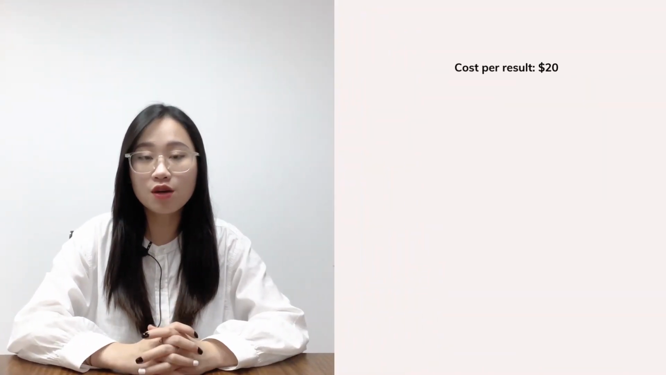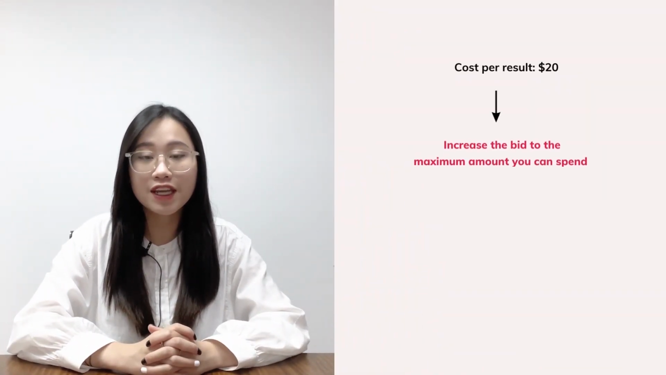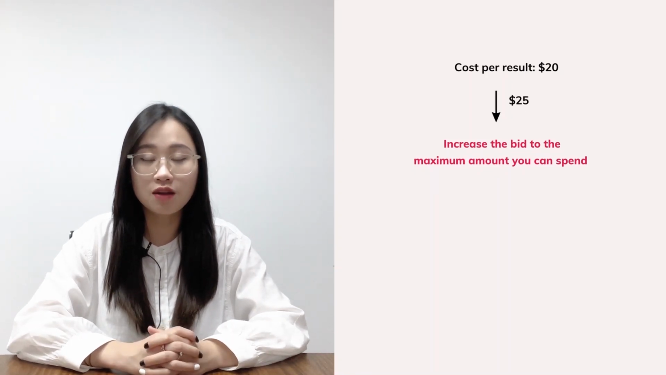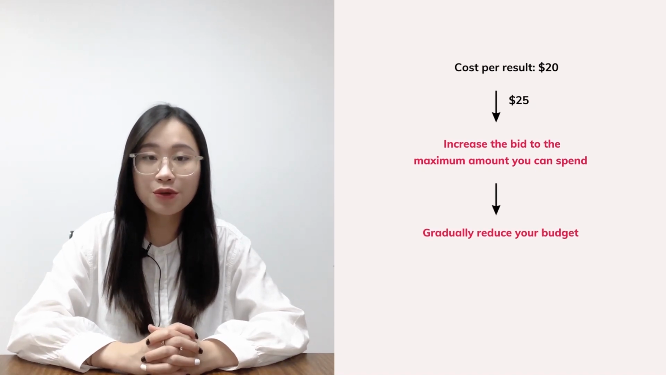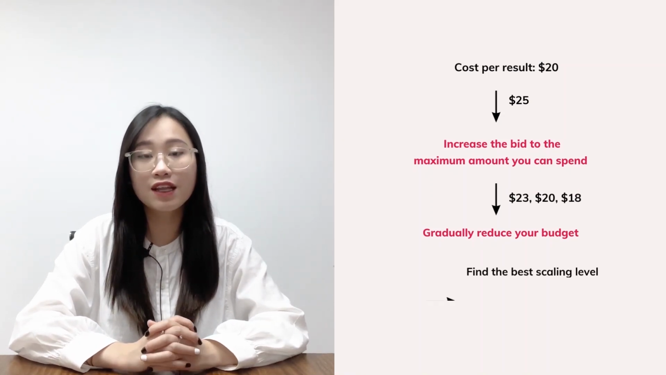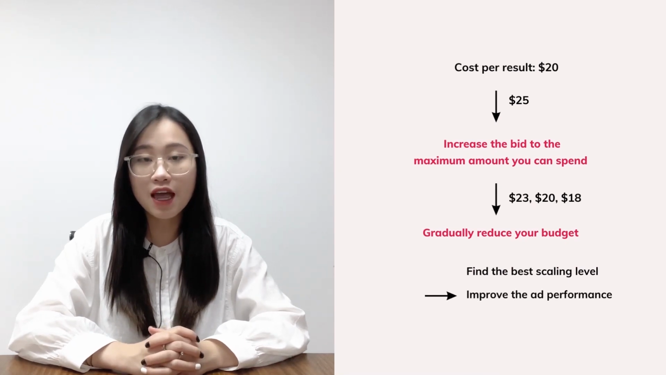If your cost per result is $20, you can increase the bid to the maximum amount you can spend, for example $25. In this way, you can know how much you can scale up. After that, you can try to gradually reduce your bid to $23, $20 or $18, so you can find your best scaling level, improve the ad performance, and reduce your cost per result. However, don't just copy this example. You need to rely on your data to define your amount of money.